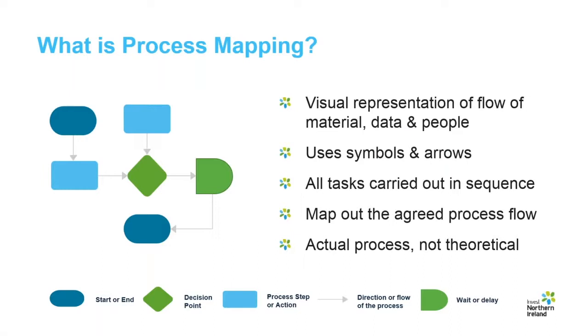So what is process mapping? A process map is a visual representation of the movement or flow of orders, material, data, information, and people through your process using a combination of symbols and arrows. A process map shows all the tasks which are carried out in sequence.